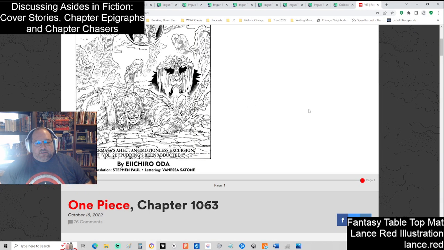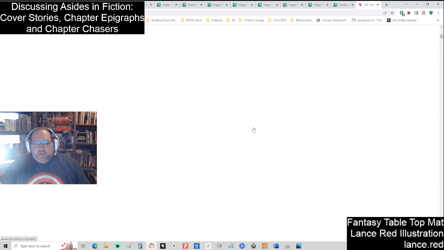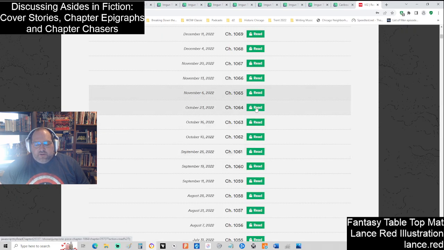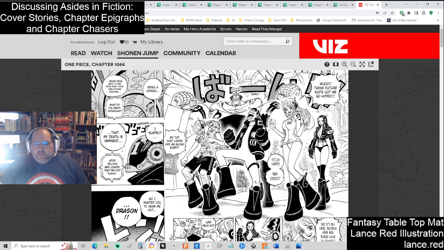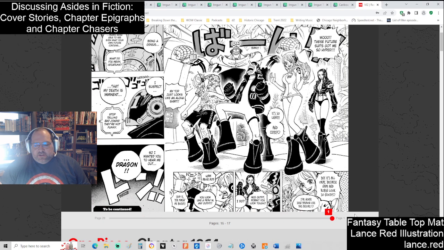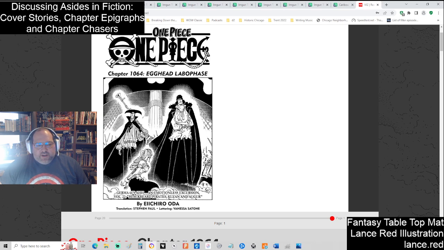And so we can go to a different chapter. Let's go to the next one. So every week you just get an update on the story. Jump to the end of the chapter, middle of the chapter. And now we're seeing Pudding. So this is 1 week later. This is published weekly. We have Pudding on a boat, Germa 66 on Emotionless Excursion, which is the title of these larger stories. Blackbeard Pirates, Kuzan, and Augur. It's volume 22. Spoilers if you're reading One Piece.